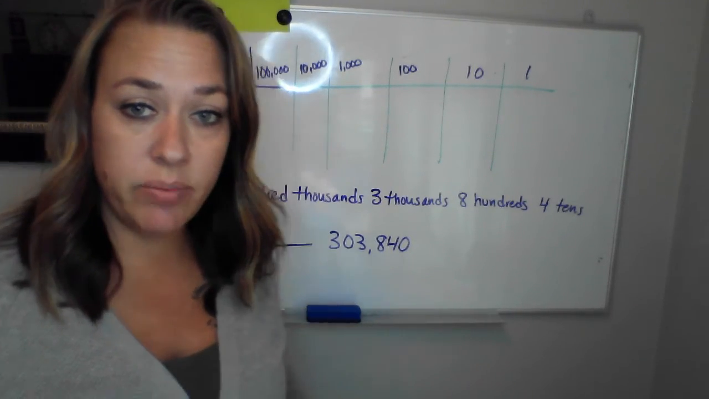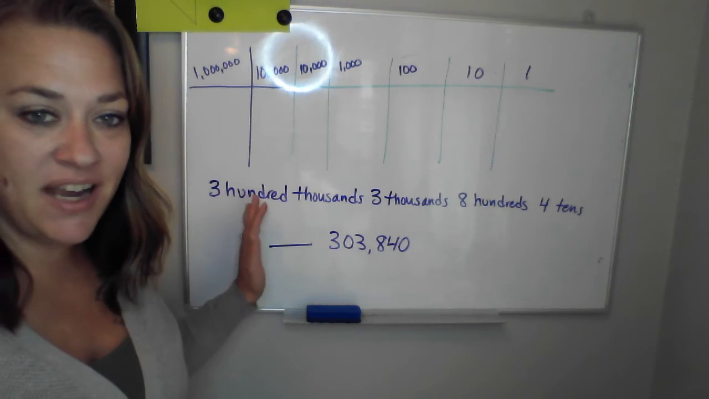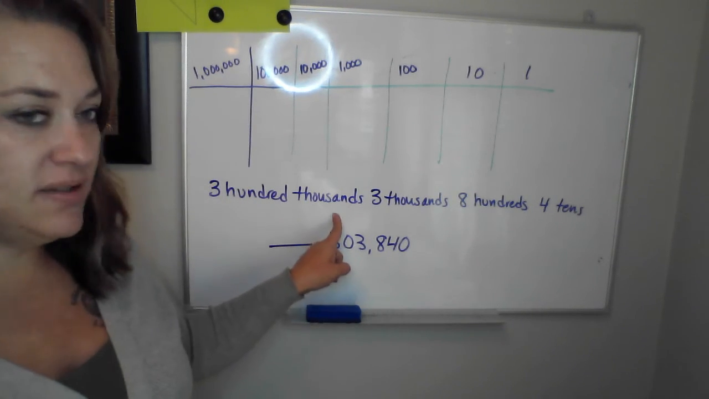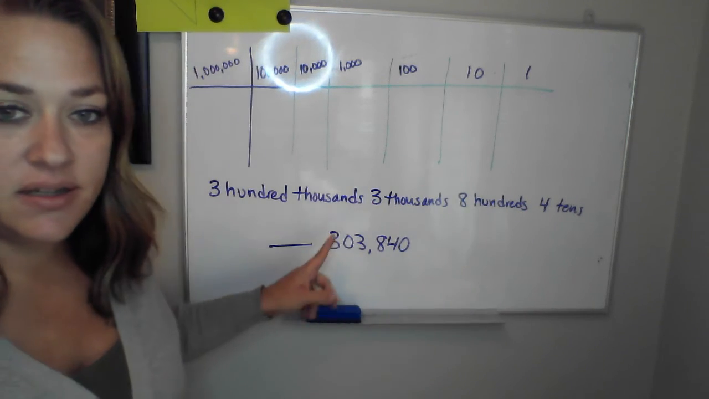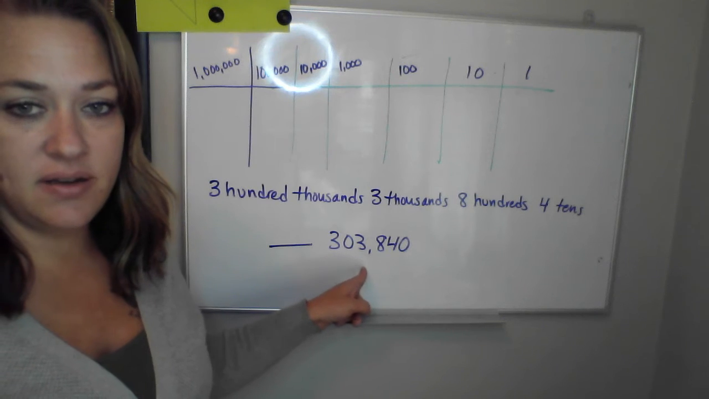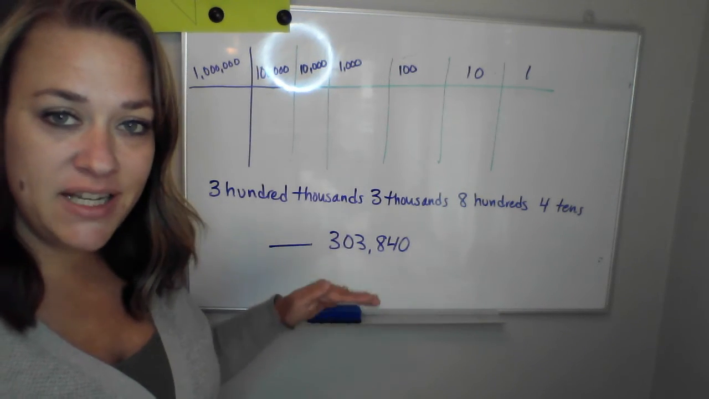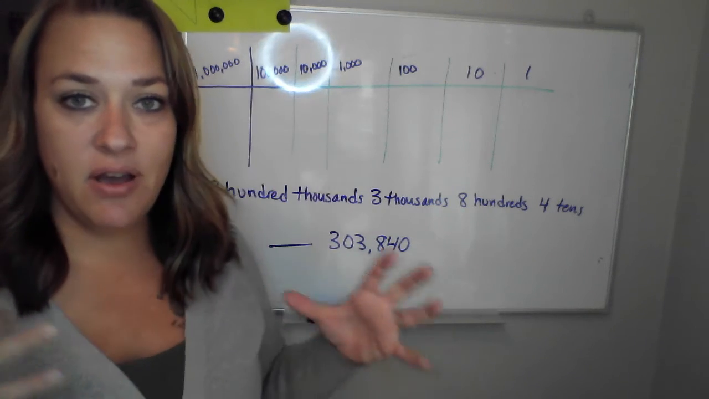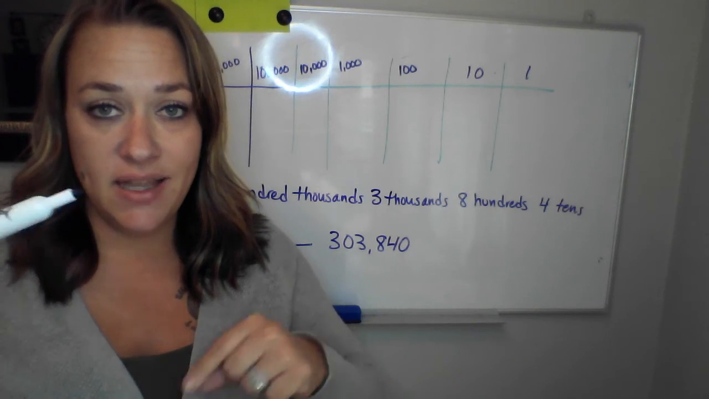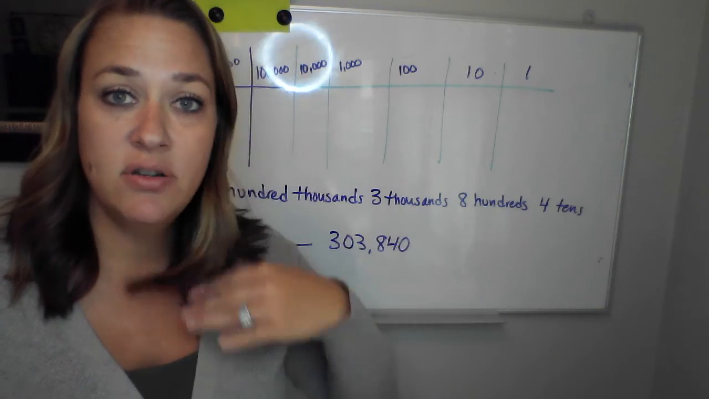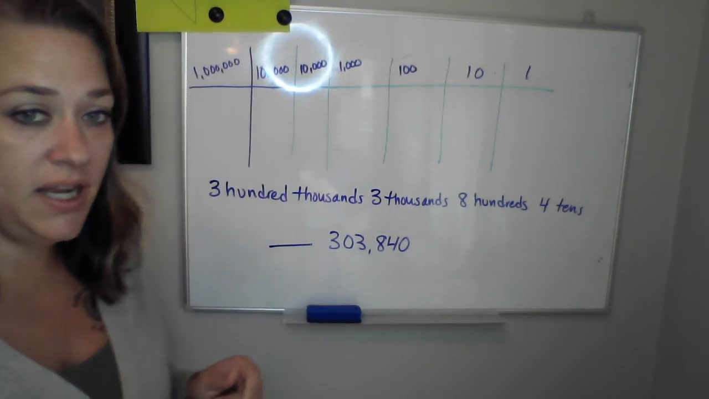Okay, here's our last problem for this video, and I ran out of room. So we're comparing 300,000s, 3,000s, 800s, and 410s to 303,840. Okay, so remember, I'm comparing different forms. That's going to be hard for me to see the differences. Put them in your place value chart or write them the same. Okay, this time I'm just going to show you how to transfer that into the place value chart and then compare.